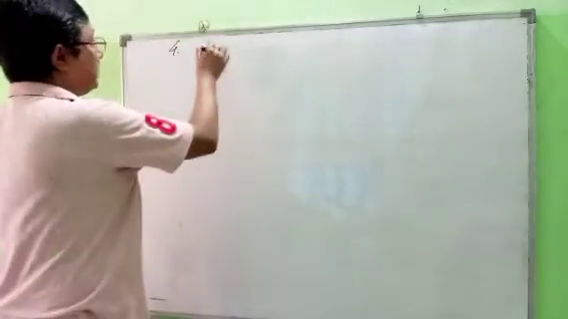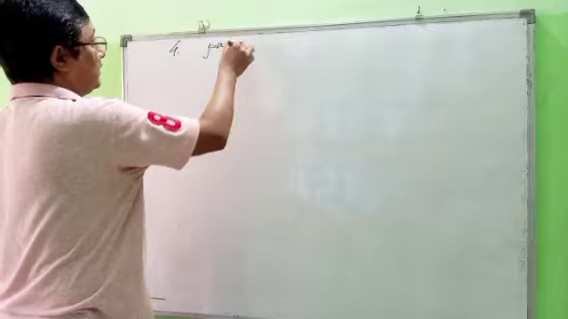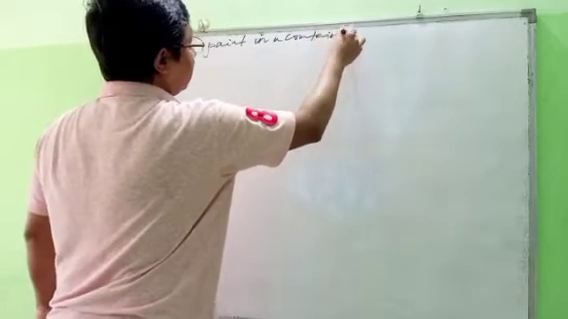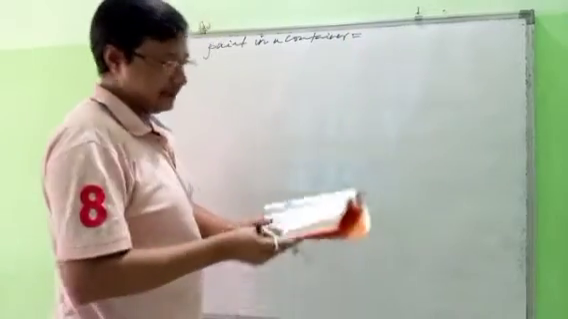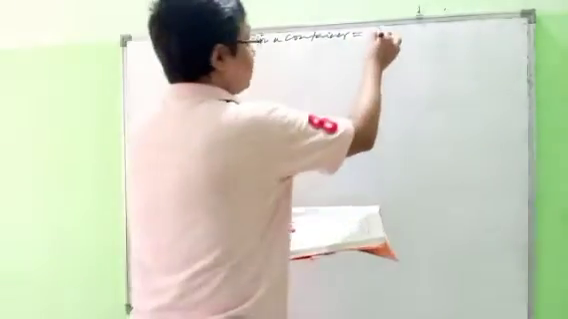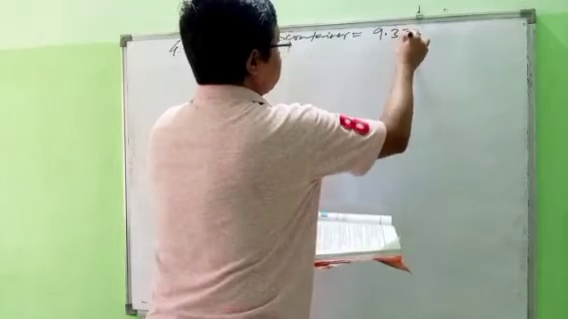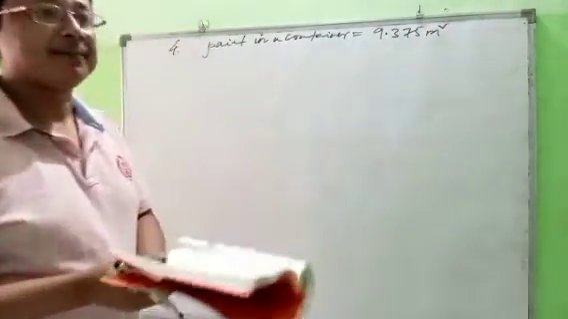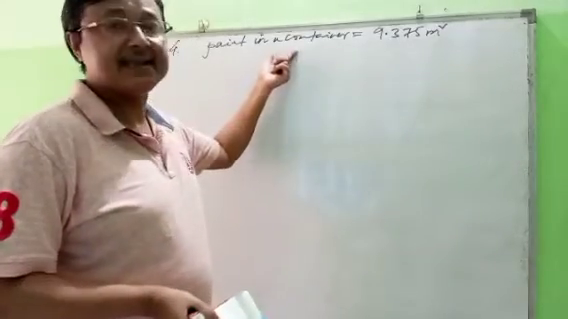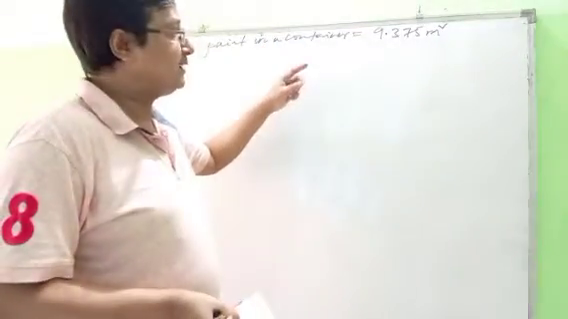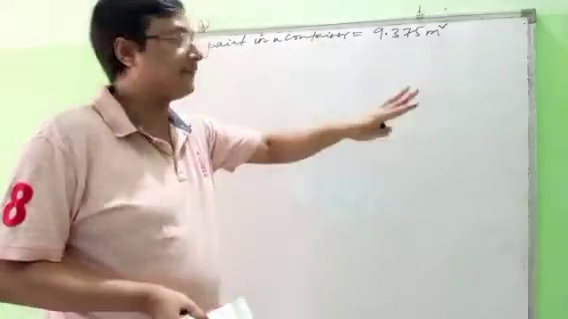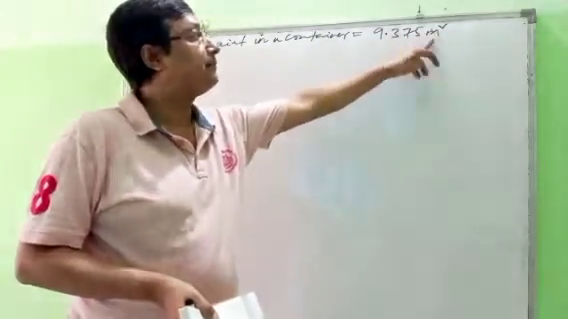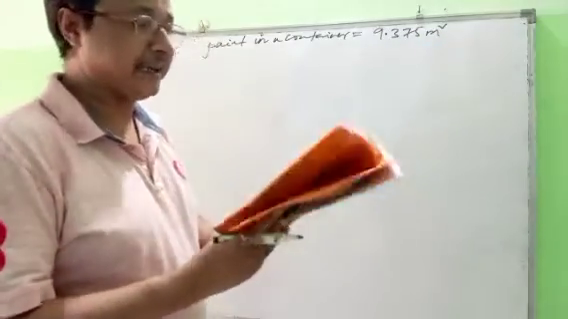So they have given paint in a container. In a container, the area of paint is 9.375 meters square. That means whatever paint is there inside the container, with that paint they can paint any surface amounting to this much area, that is 9.375 square meter. This much area they can paint.